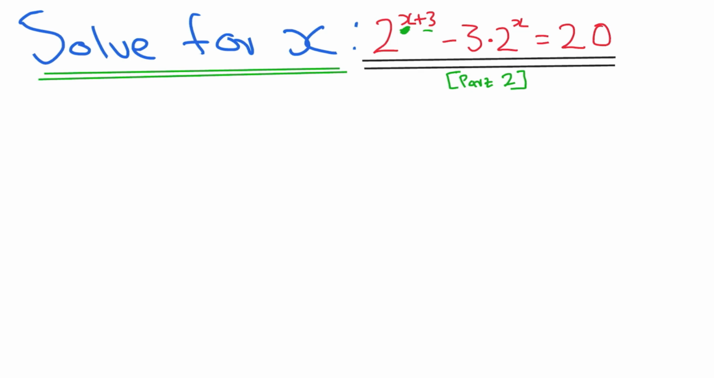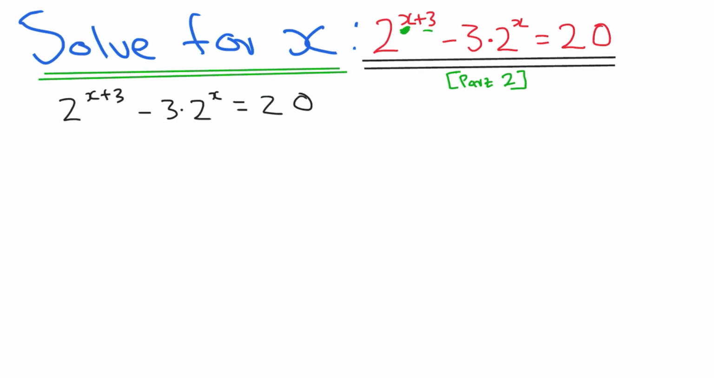Here I'm just going to take out a common factor. But how? Let's do it. So we're going to have, remember, 2 to the exponent x plus 3 minus 3 times 2 to the exponent x equals 20.